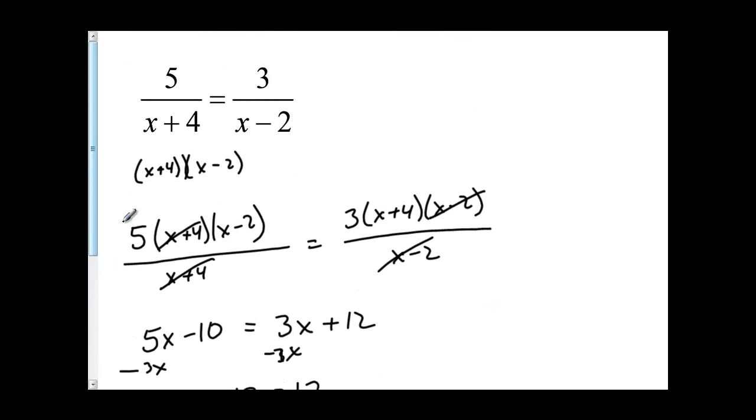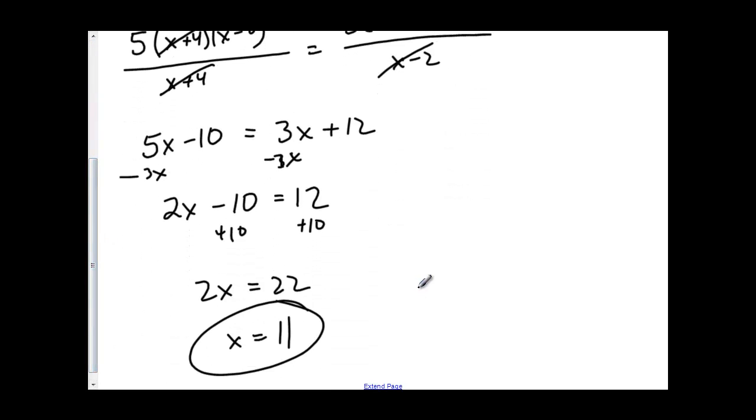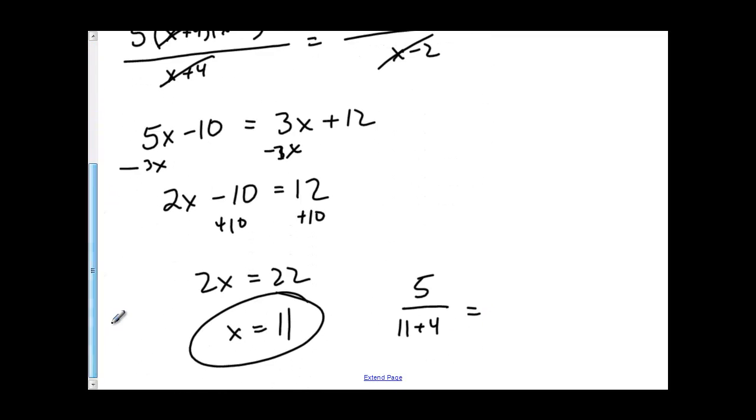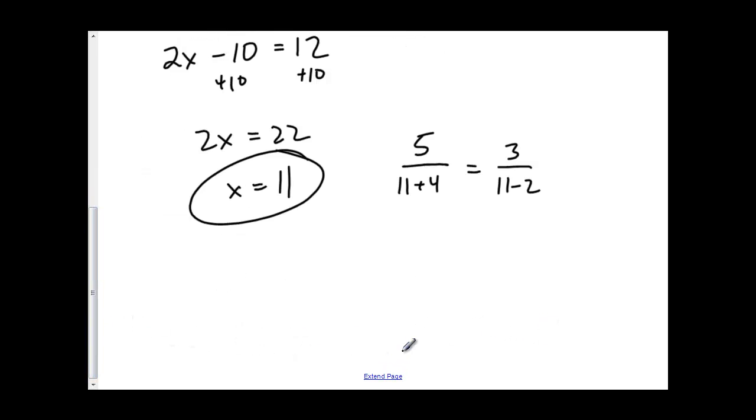So I've got 5 over 11 plus 4 equals 3 over 11 minus 2. So this one's going to be 5 over 15 equals 3 over 9. And of course we know it does, so 11 is the solution to this equation.